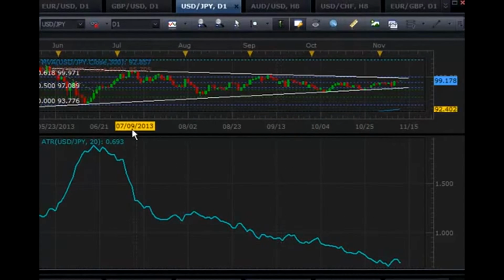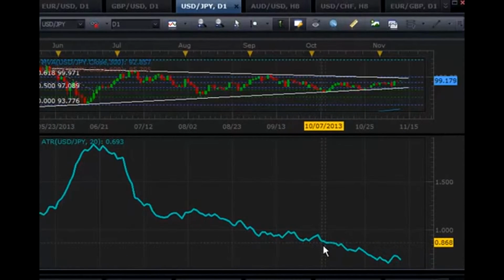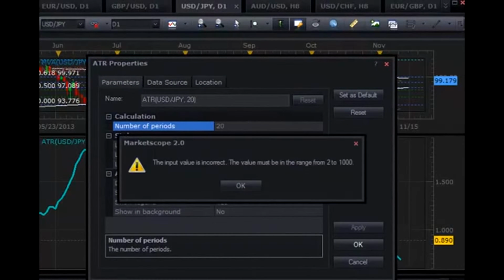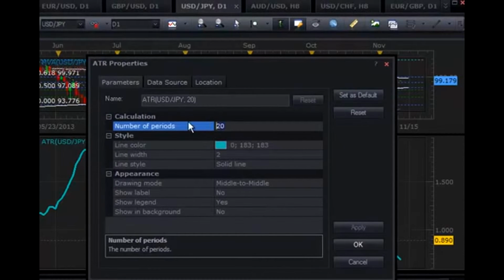And you can see how it's developed over time, and you can change the time frames. This is 20 days, but what if I changed it to a 1-day time frame? I can just alter this. We'll make it 2. Well, let me go down to 1.